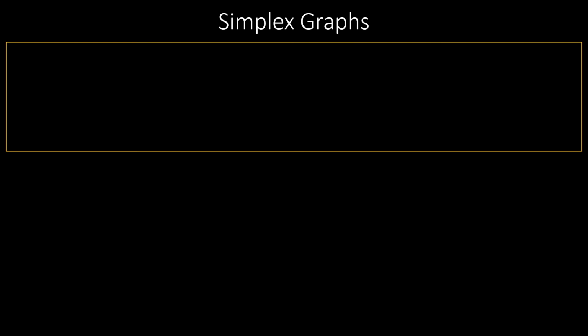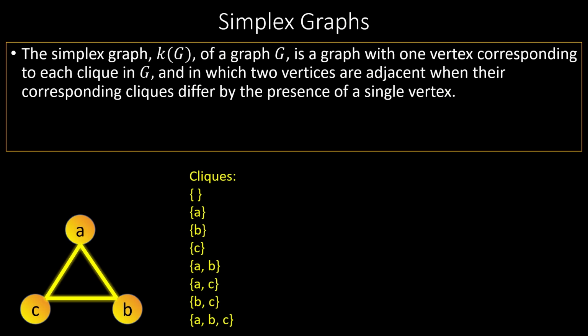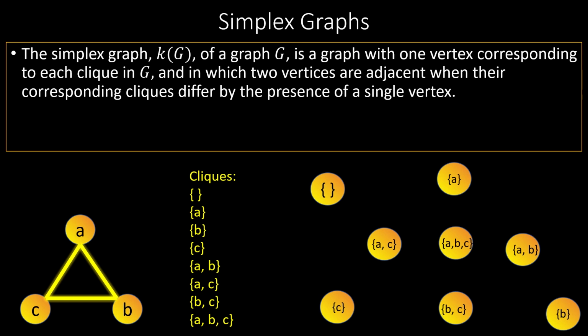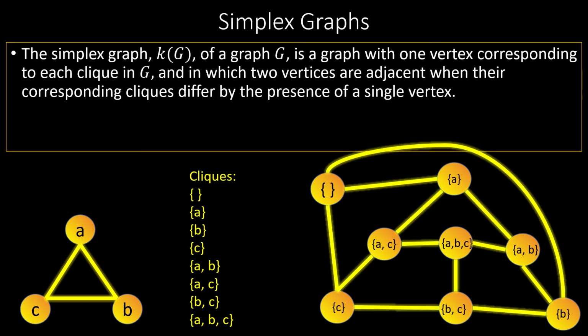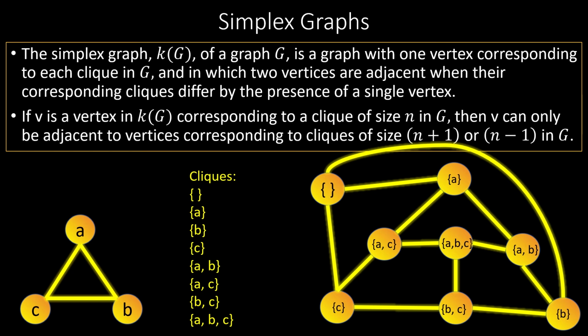The simplex graph of a graph G, which we'll write as K of G, is itself a graph with one vertex for each clique in G, and in which two vertices are adjacent when their corresponding cliques differ by the presence of a single vertex. Note that if we have a vertex V in the simplex graph that corresponds to a clique of size n in G, then V can only be adjacent to vertices corresponding to cliques of size n plus 1 or n minus 1 in G.